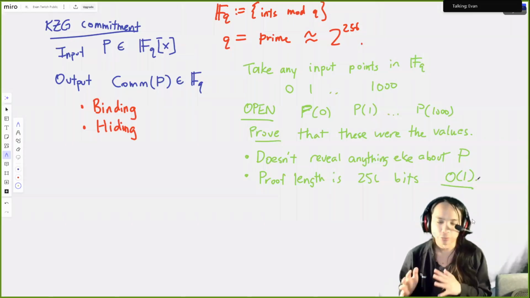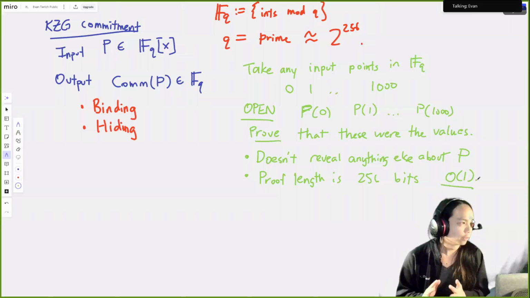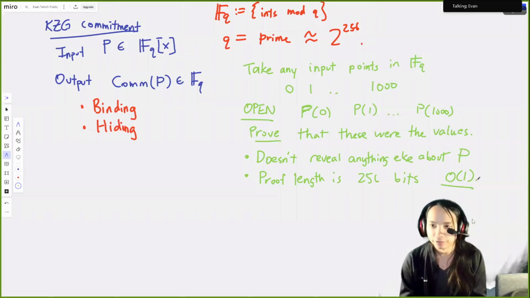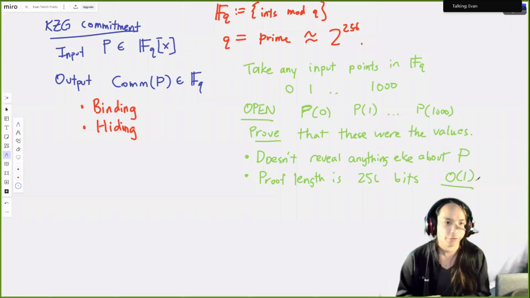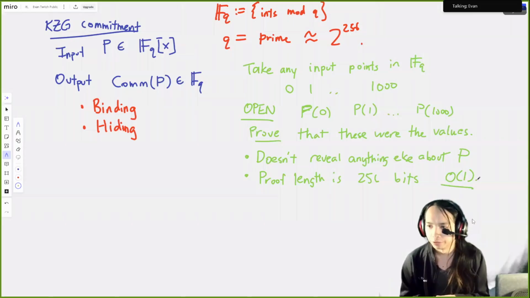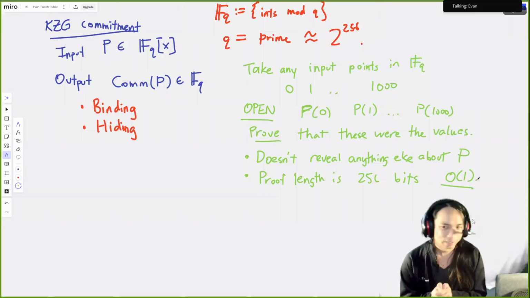So that's the sort of advertisement for this talk. By the end of this talk, I'm going to have outlined for you a procedure that lets you commit an entire polynomial, only open the polynomial at some of the points and not others. And no matter how many points I open the commitment at, I'm only going to have a constant length proof.